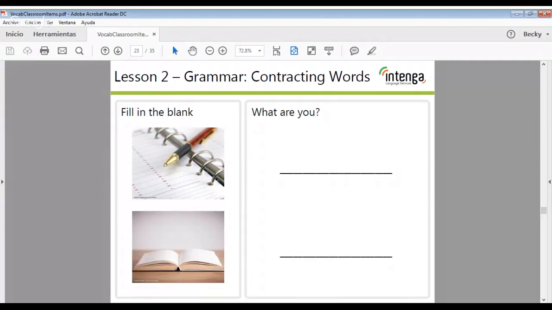Right. Technically, I would have said, what is it? Because these are things, but what are you? So, it's a pencil. Is that a pencil or a pen? Yes, it's a pen. Yeah, it looks like a pen. Or it's a really fancy pencil. Okay. What are you?